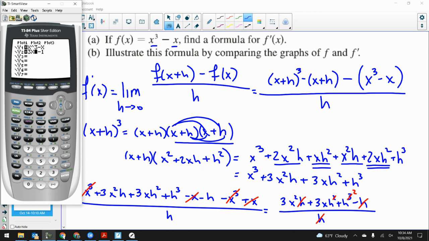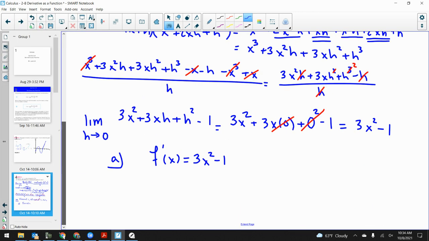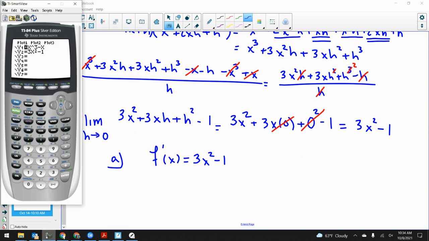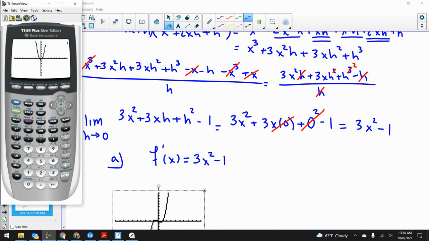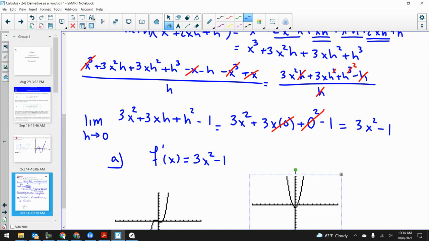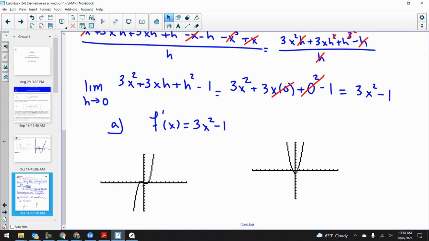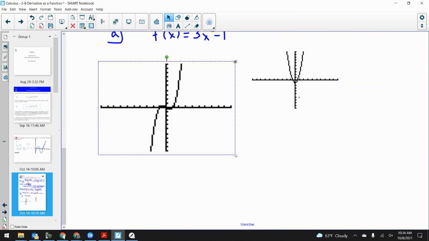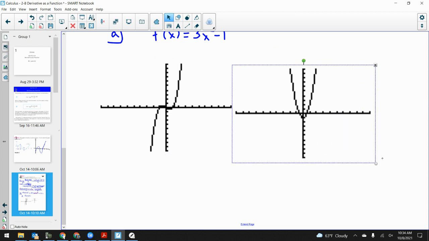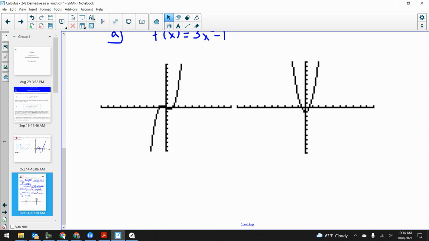Let's turn off this one first, though. I'm going to graph zoom 6. I'm going to graph this one here. This is my original, and then this is my derivative. Turn off, turn on. Okay, so let's see if what we did on the first slide relates to anything that we did on the second slide here. I'm going to go back to the TV so I can actually put my pencil on it.